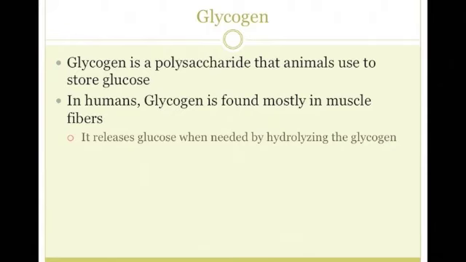Glycogen. Glycogen is a polysaccharide that animals use to store glucose. In humans, glycogen is found mostly in muscle fibers. The muscle fibers release glucose when needed by hydrolyzing the glycogen.